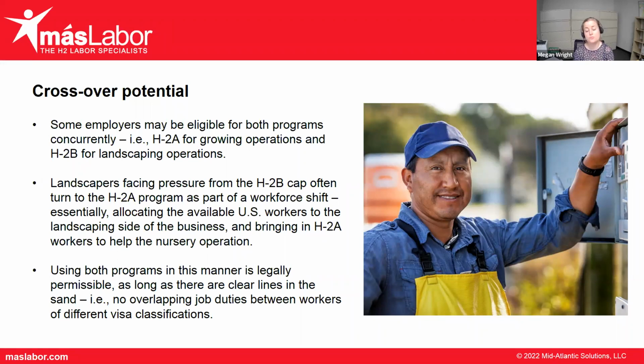And so landscapers really facing pressure or increased pressure from the H-2B cap really then can turn to the H-2A program as almost more of a workforce shift. So allocating available U.S. workers to the landscaping side of the business, and then bringing in H-2A workers to help on the nursery side of the operation. And so again, using both programs simultaneously is certainly legally permissible, but we do have to make sure that there are clean lines in the sand and making sure that there are no overlapping job duties between the two workers of the different visa classification.